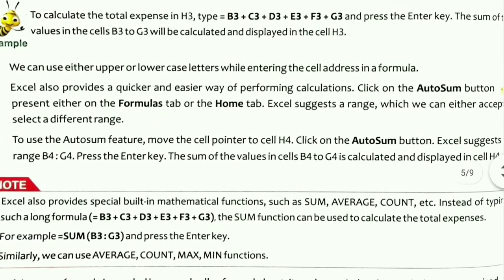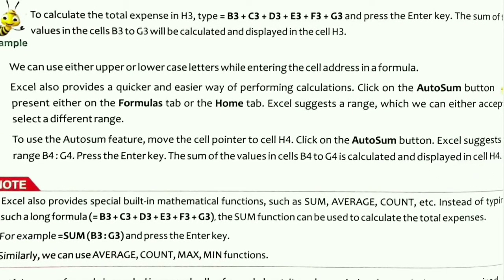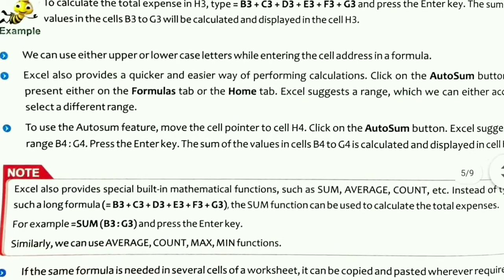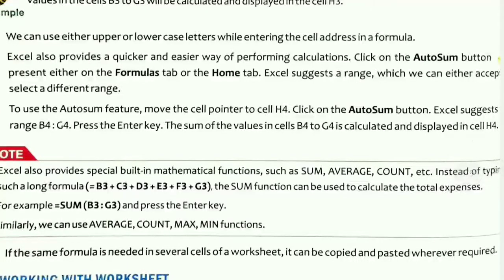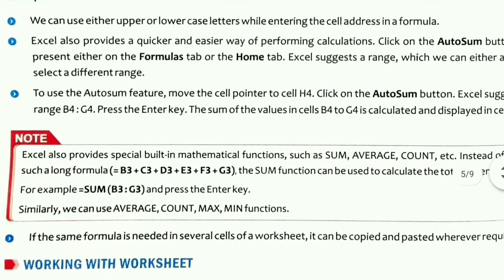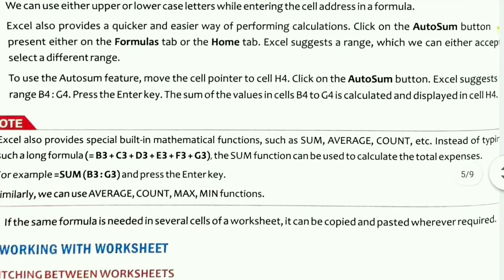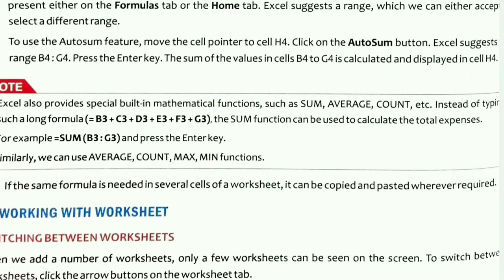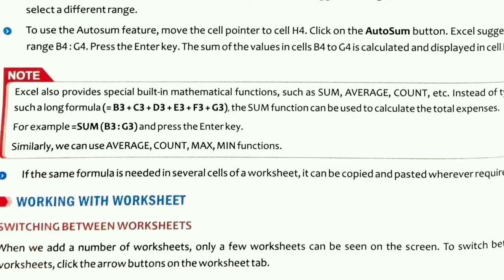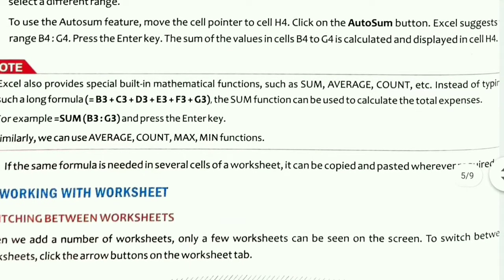Excel also provides a quicker and easier way of performing calculations. Click on the AutoSum button, present either on the Formulas tab or the Home tab. Excel suggests a range, which we can either accept or select a different range. To use the AutoSum feature, move the cell pointer to cell H4 and click on the AutoSum button. Excel suggests range B4 to G4. Press the enter key. The sum of the values in the cells B4 to G4 is calculated and displayed in cell H4.